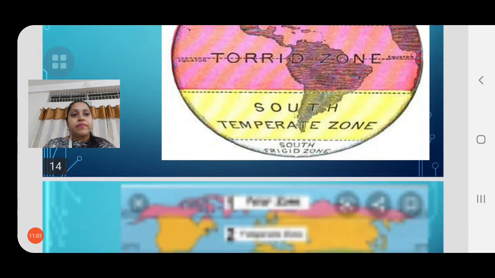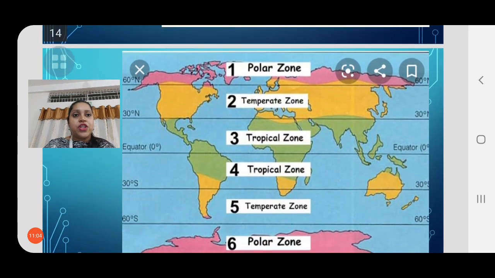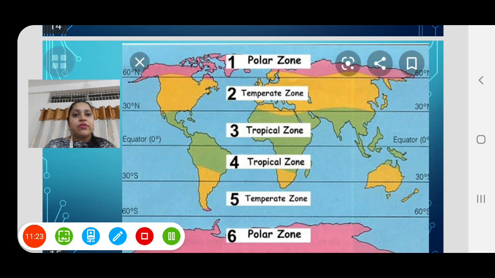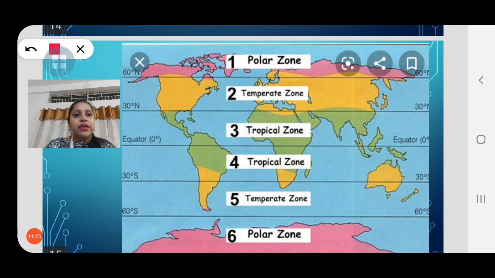Okay children, one more picture is there, and this is the frigid zone. So children, the frigid zone is also known as the polar zone. You can see these two zones, which are in the northern hemisphere and the southern hemisphere, and these are the countries which are there in the frigid zone or the polar zone. All these countries are in the frigid zone.